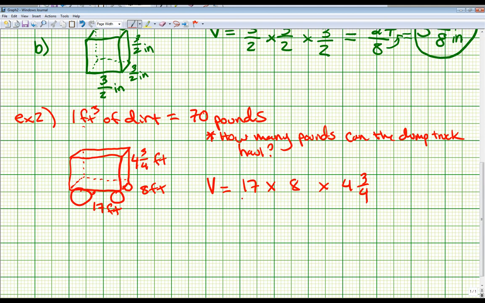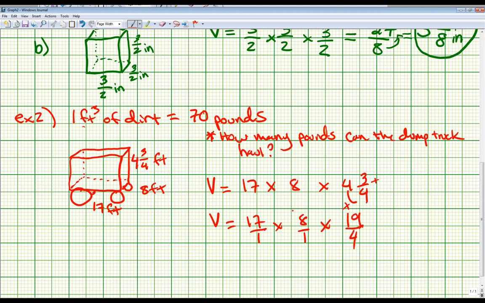Now, if you look, we've got a whole number, and then a mixed number. So to make this a little bit more simple, we can write it like this. 17 over 1 times 8 over 1 times, now let's change this into an improper fraction. 4 times 4 plus the 3. So we've had 16, 17, 18, 19 fourths here.